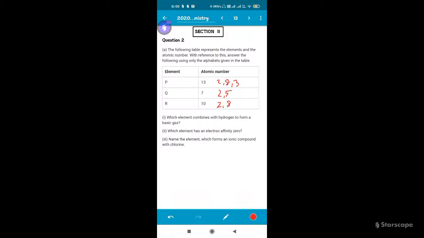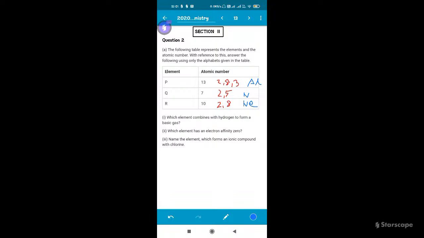From the electronic configuration, by now you must have easily understood that the first element is aluminium, the second element is nitrogen, yes it is nitrogen, and the element R is neon. You can either write it or you can directly do it from the electronic configuration. I prefer writing it so that I can easily identify.